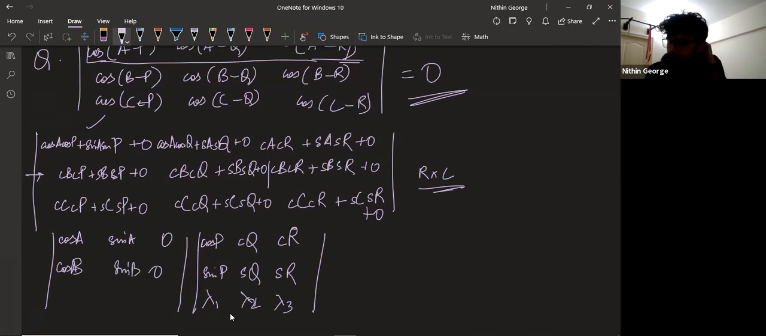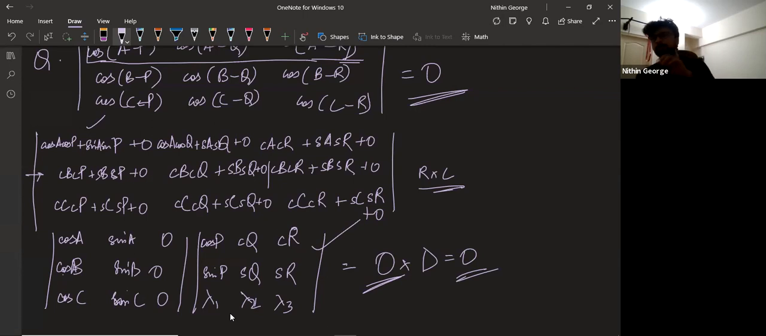It's the same logic like before. It'll be cos B cos P plus sin B sin P plus 0. Similarly, the third row will be cos C, sin C, and 0. And since we can see that the first one has all elements 0 in one of the rows, you can say the first determinant will be 0. 0 multiplied by whatever determinant you get here will be 0 itself. Got this? This is actually the fastest way of proving this.